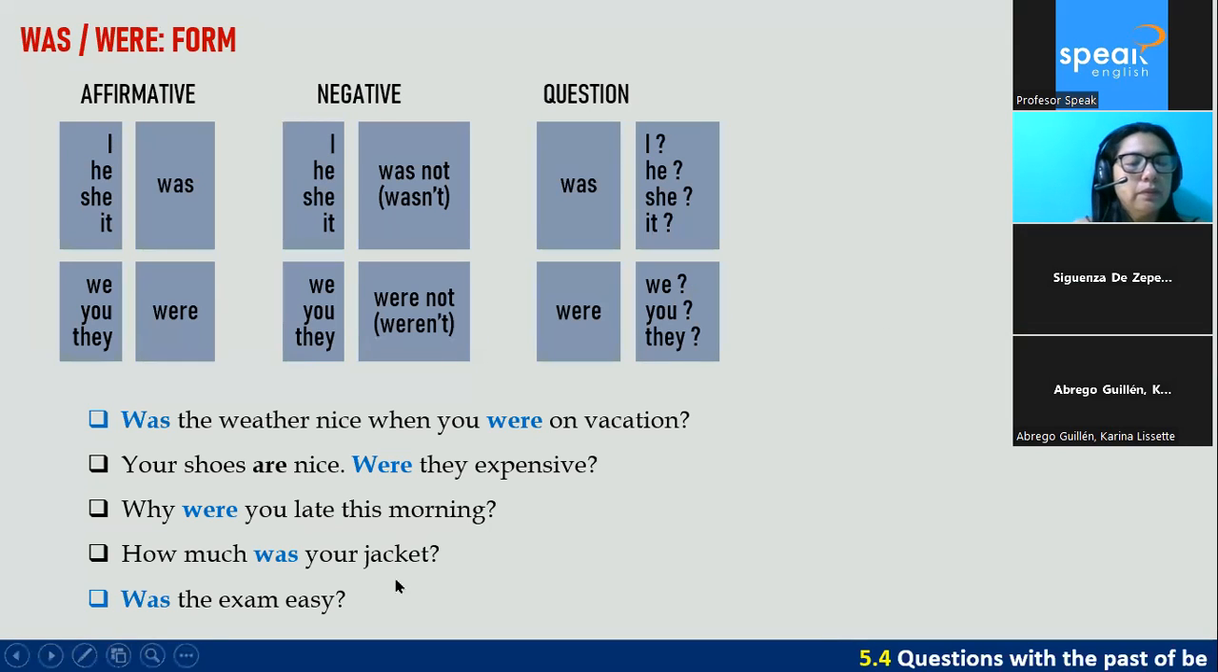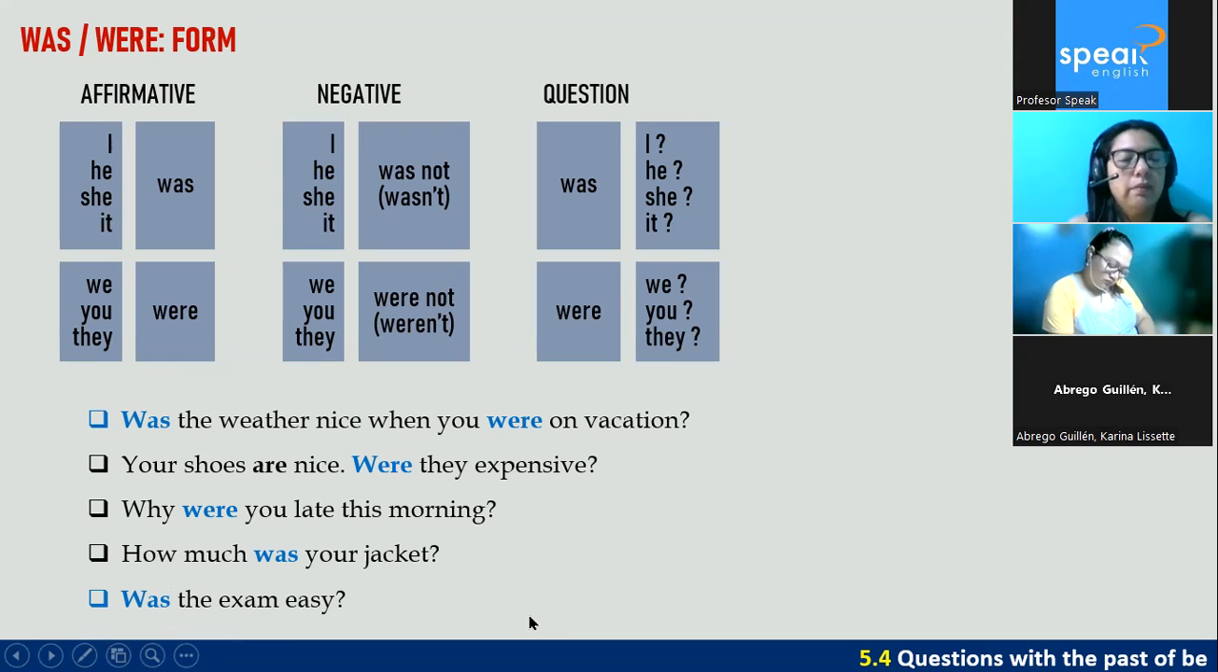Entonces, por ejemplo, estas dos de acá, why were you late this morning? Si yo ocupo why, es porque estoy buscando una razón. Because I woke up late. Why were you late this morning? Because I woke up late, ¿verdad? How much was your jacket? Oh, it was $20. Pero si yo pregunto, was the exam easy? Solo tengo un sí o un no. Yes, it was easy, or no, it wasn't, right?